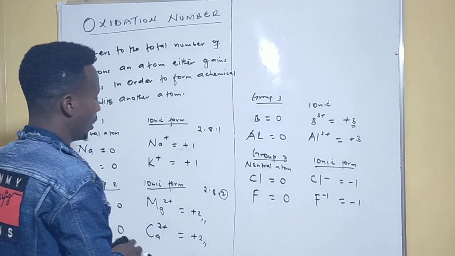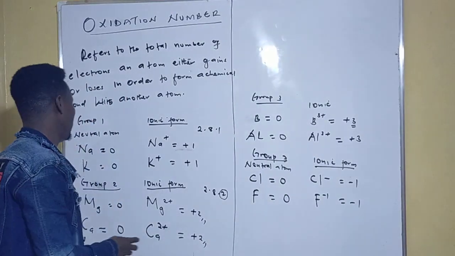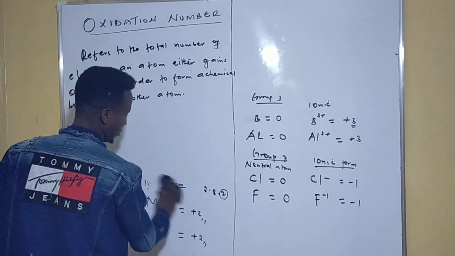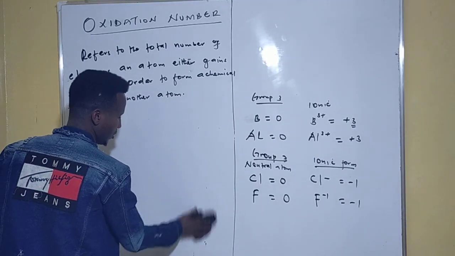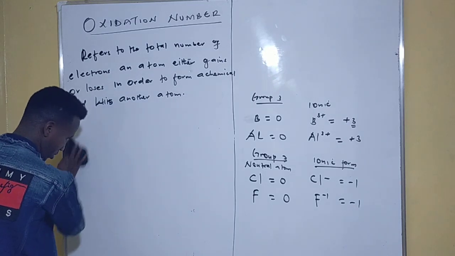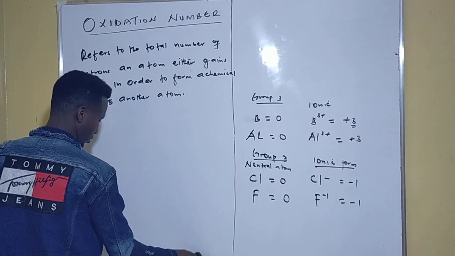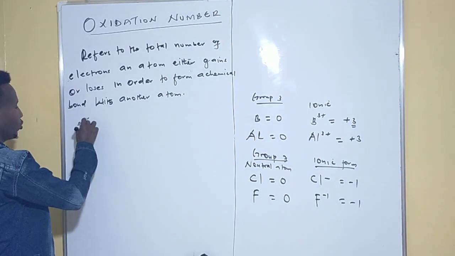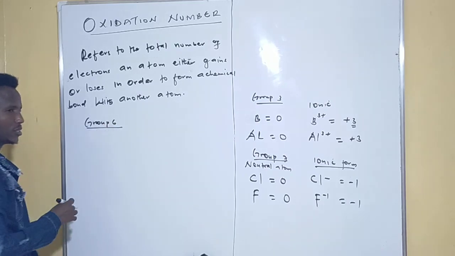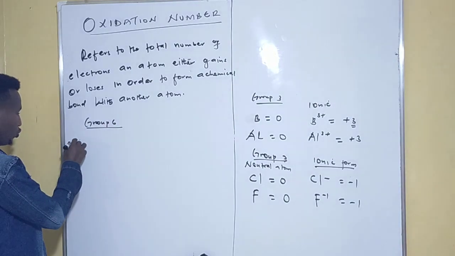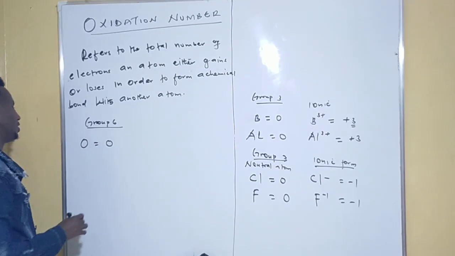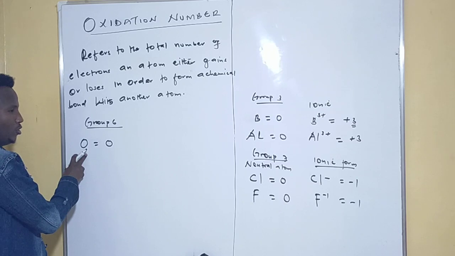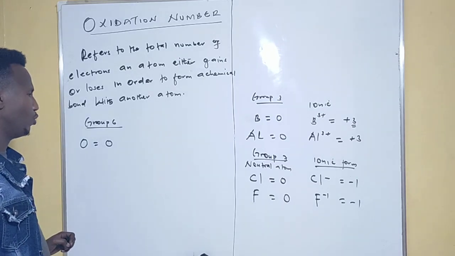Okay. Let me also see group 6. Let me add for you group 6 so that you understand better, okay? Okay, let's see group 6. Group 6 is what? That is number 1, oxygen. So oxygen atom has got zero charge. This is oxygen atom. Okay? Oxygen atom.